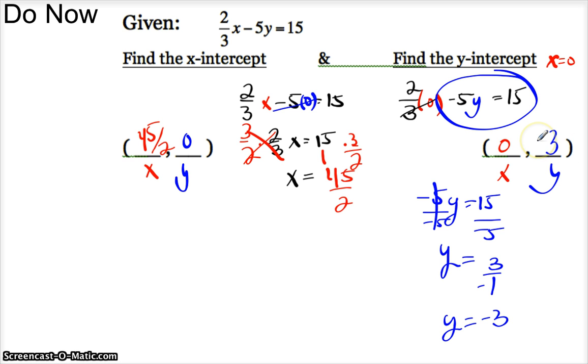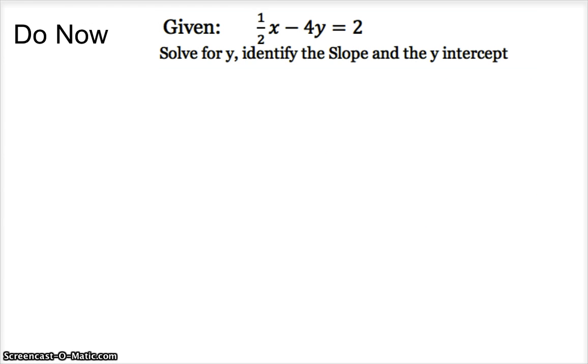Now, these are things that you can graph with. Just to give you an idea, you can graph these 2 points on the y-axis and on the x-axis. Here we're going to identify the slope and the y-intercept. Again, most of you already know this. Y equals mx plus b. And from our last lesson, we know that this is our y-intercept. We know that this is our slope.